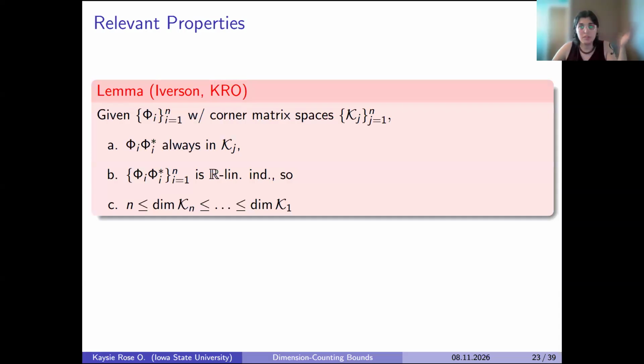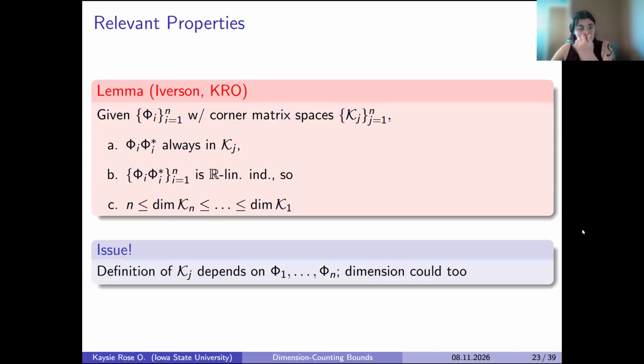So here are properties we proved of this thing. You can check it out in the paper. If you have corner matrix spaces of an equi-isoclinic sequence, you're going to catch the projections. Those projections are going to be R linear independent. So you get this: N is at most the dimension of Kn, which is at most the dimension of Kn minus 1, all the way down to the dimension of K1. So if any of these inequalities are strict, I hit forward too fast, I thought this said something different. If any of these inequalities are strict, then we can improve the lemmas inside L bound.